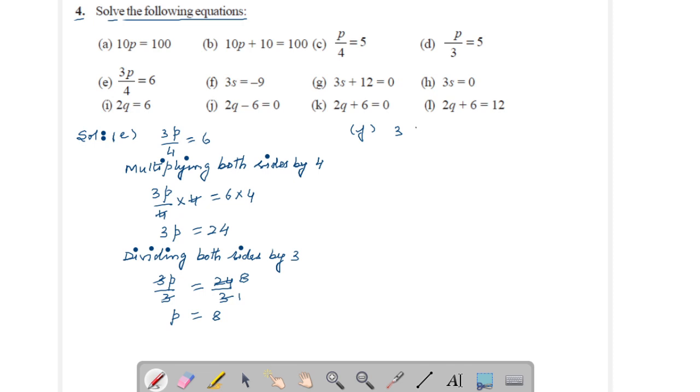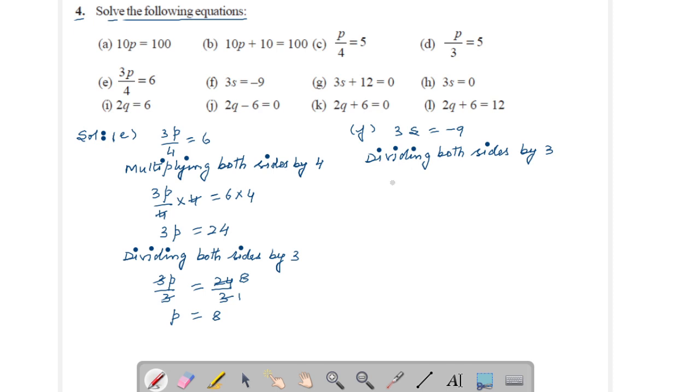3S equal to minus 9. Here you have to remove 3 from S. Only remove this by dividing it by 3. So dividing both sides by 3.